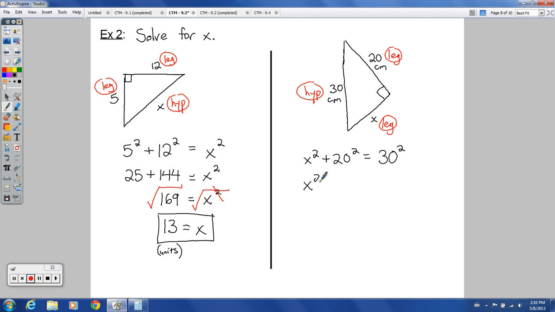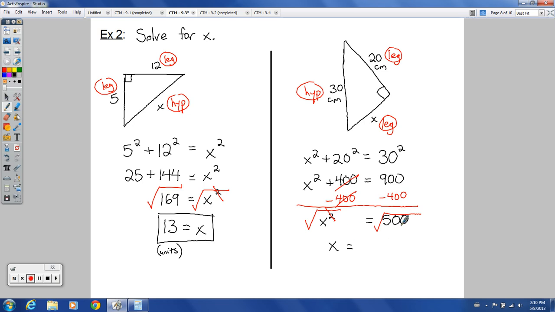So let's simplify this now. You would have 400 right here. We would have 900 right here. If you subtract 400 from both sides, that'll cancel right here, and we'd be left with x squared equals 500. So same thing as before, take the square root of both sides. The square and square root cancels. You're left with x equals the square root of 500.